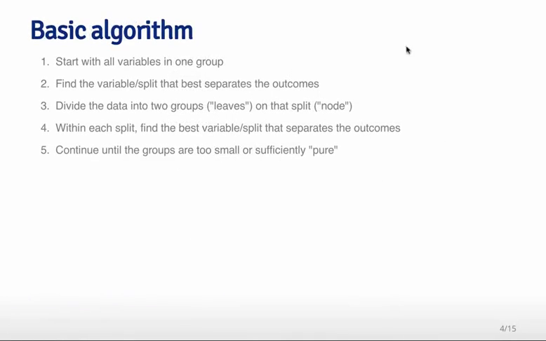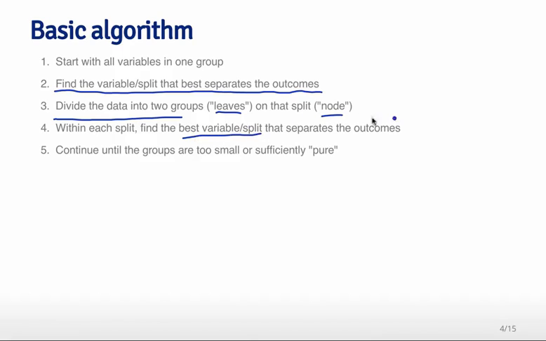So the basic algorithm behind building one of these trees is to start with all the variables in one big group, and then you find the first variable that best splits the outcomes into two different homogeneous groups. You then divide the data into two groups, which we call leaves, and the split that you just performed is called a node. Within each split, we then search through all the variables again, including the variable we just split on, and try to find within that group if there's another variable or split that separates the outcome into even more homogeneous groups. You continue until the groups are too small or they're sufficiently pure, in other words, sufficiently homogeneous, to stop the algorithm.